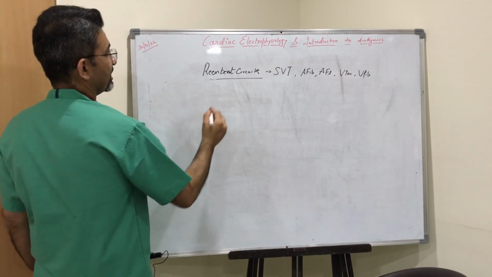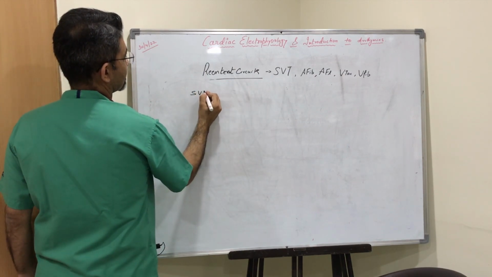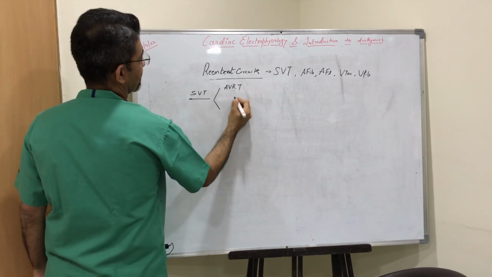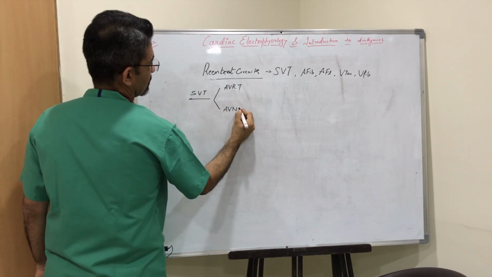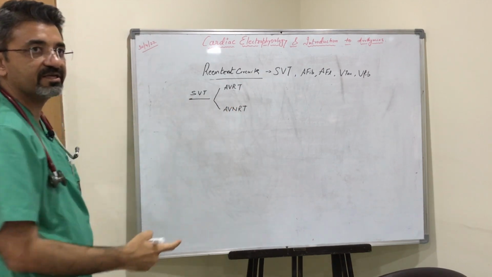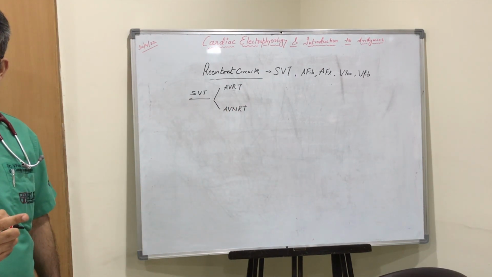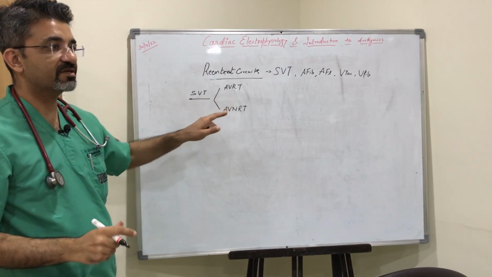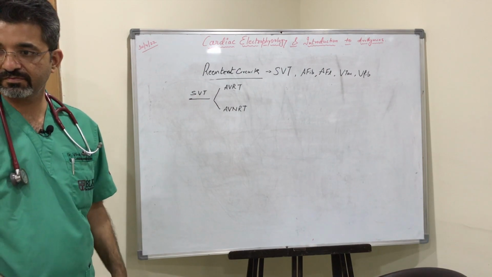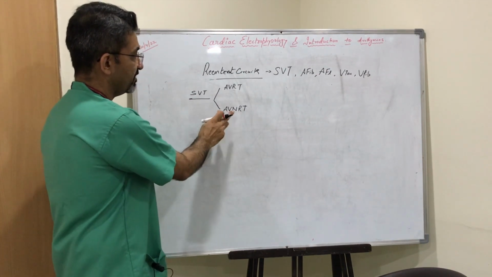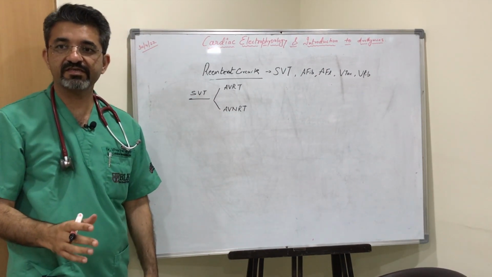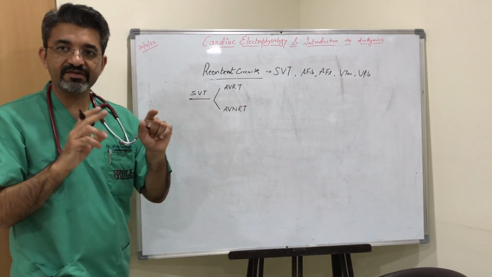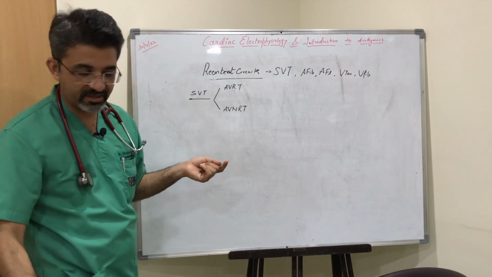So how does SVT, where we have AVNRT and AVRT, differ? Here in AVNRT, the reentrant circuit is in the AV node. In AVRT, the reentrant circuit is away from the AV node, right? Clear? AVNRT means the reentrant circuit is in the AV node, and in AVRT you have a reentrant circuit which is far away from the AV node.